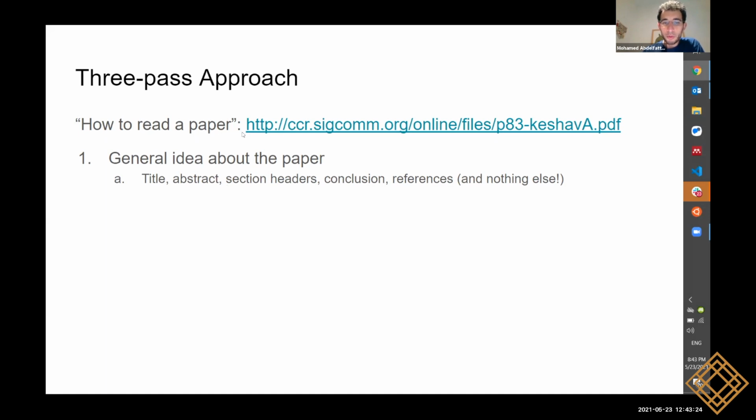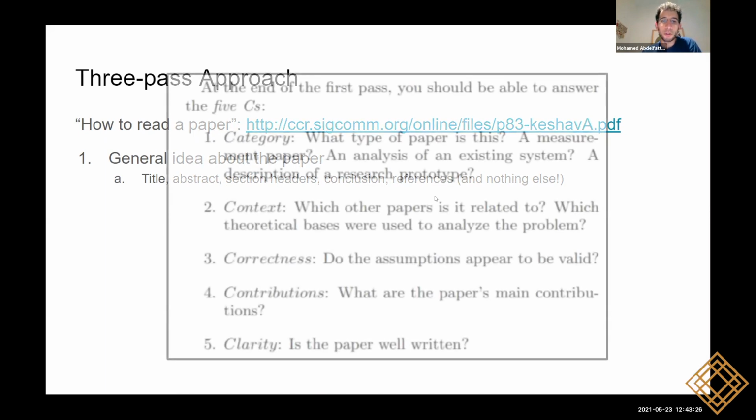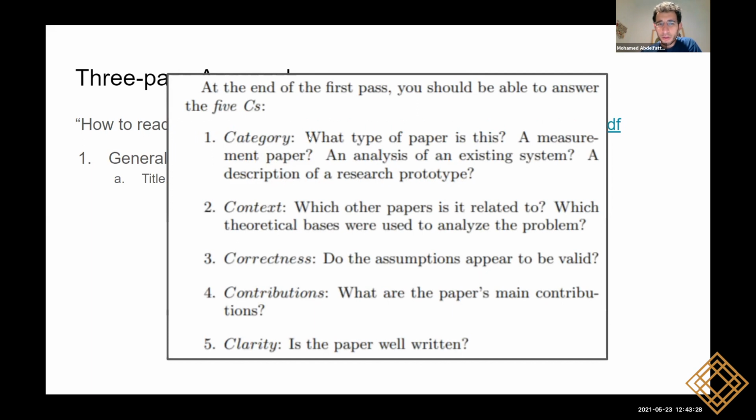And at that point, you should have a general idea about the paper. And you should be able to answer these 5 questions. The category: what type of paper is this? Is it a measurement paper? In this example, they say measurement paper or an analysis or a description of a prototype. Is it an applied paper? Is it a theoretical paper? Where does it stand?